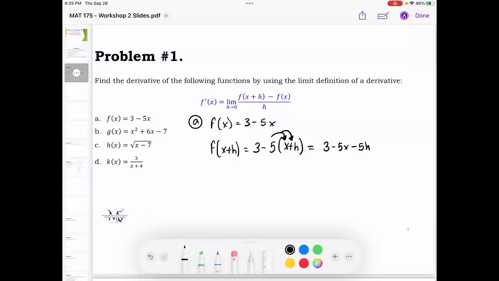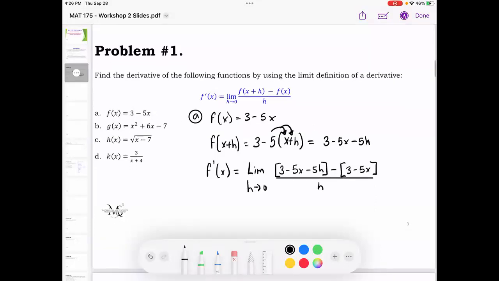Okay, now that you have your f of x plus h, you can now go ahead and solve the limit problem, right? So we say f prime of x is equal to the limit as h approaches 0 of f of x plus h. So the f of x plus h terms, I first like to place inside a set of parentheses or brackets, minus the original function, 3 minus 5x, which also goes in a set of brackets. The reason why I do this is so that when we look at what's inside of the two separate brackets, it's separated by a minus sign. So whatever terms they have in common, you can cancel it out.